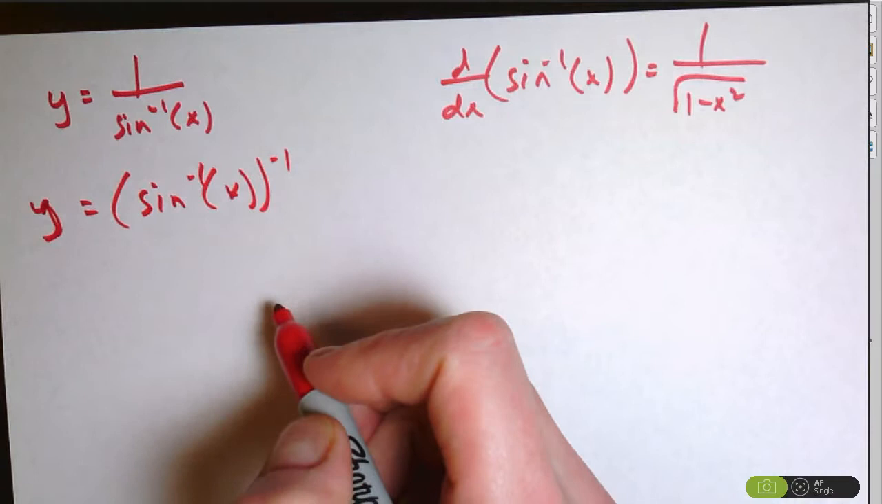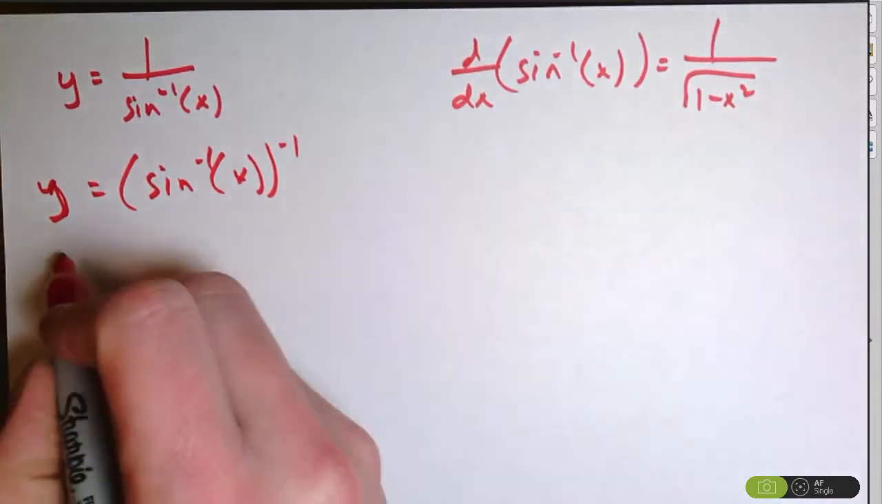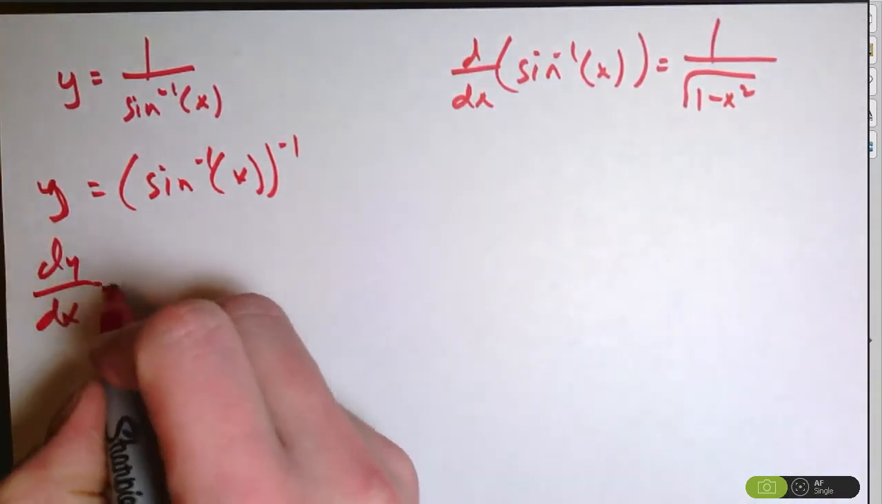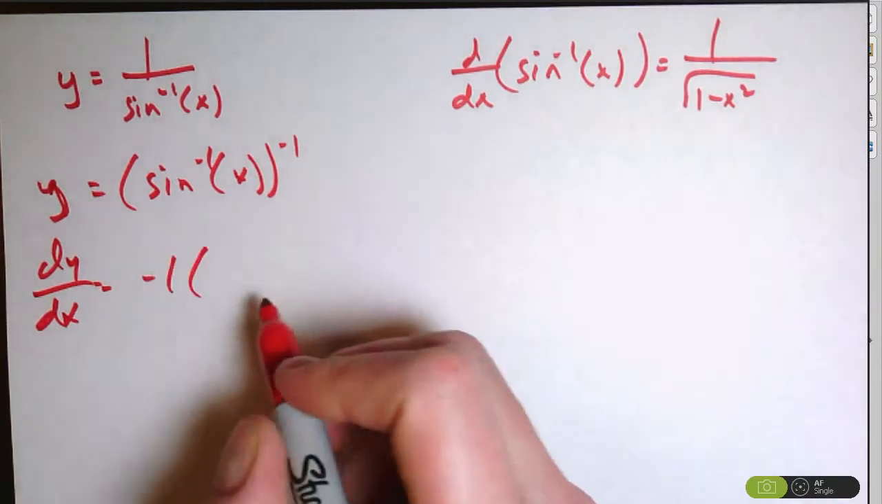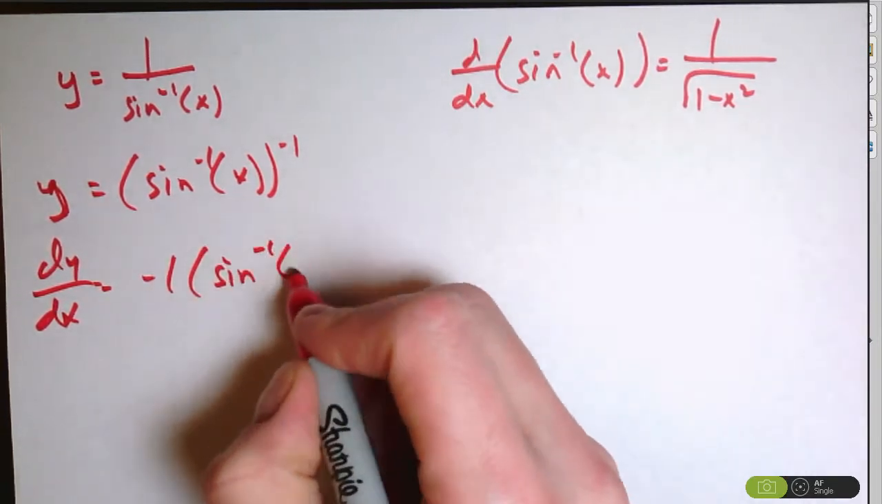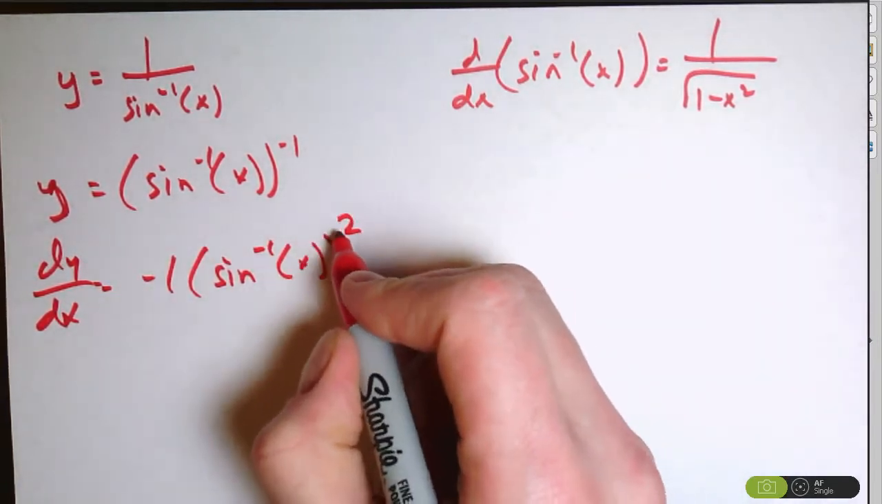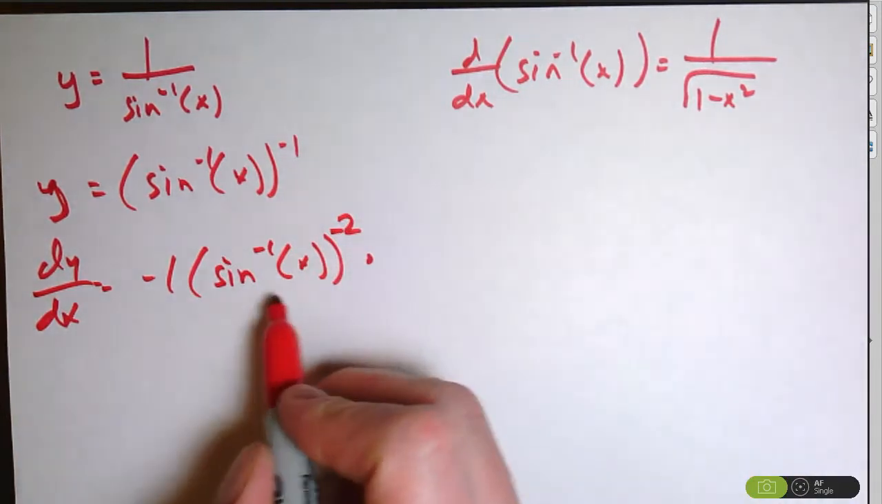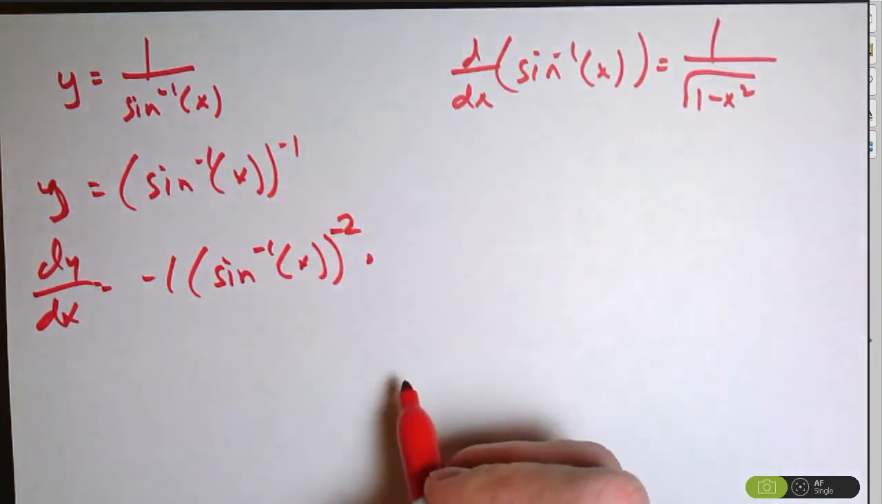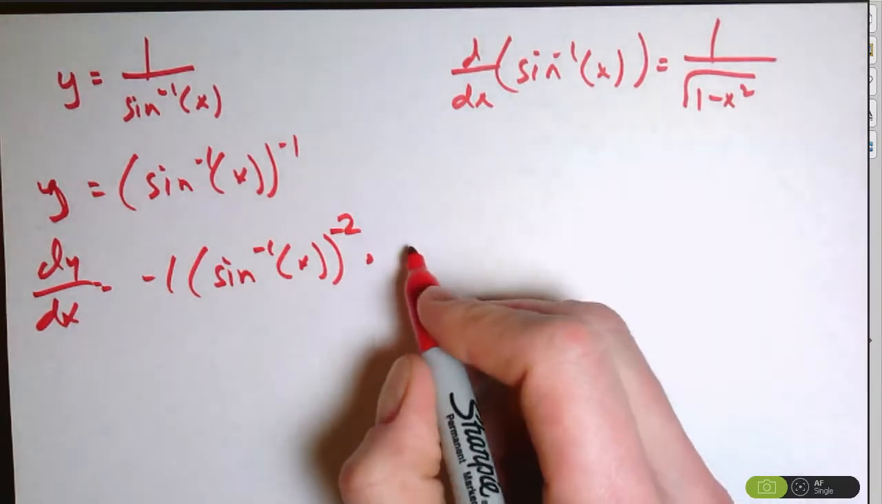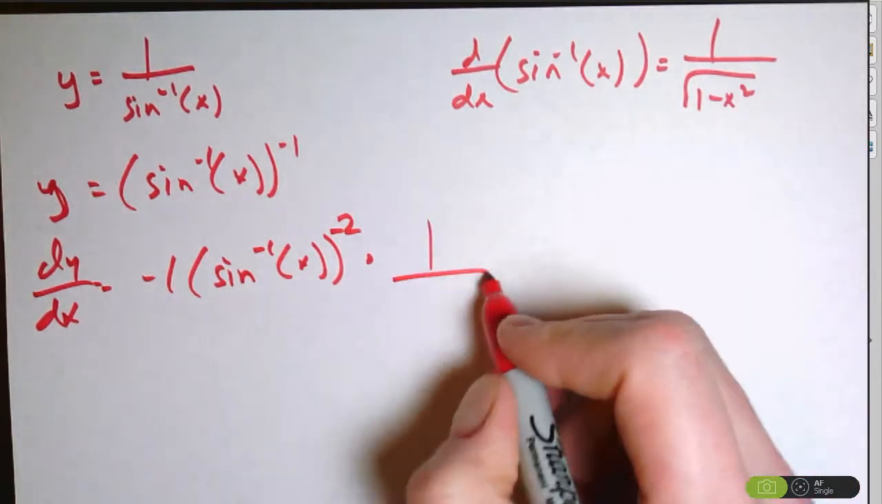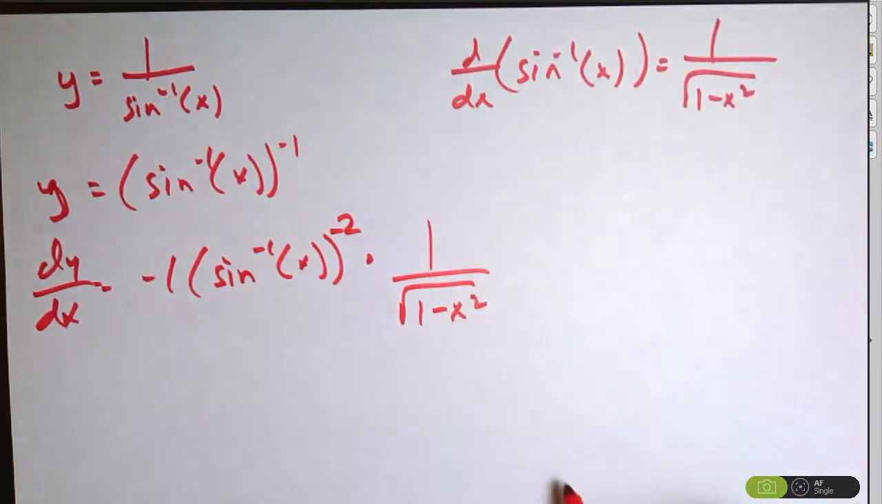Inverse sine of x to the negative 1. Because then you can just do your power rule with the chain. So negative 1 times inverse sine of x to the negative second, and then times the derivative of the inside. Well, that's easy. That's just 1 over square root of 1 minus x squared.